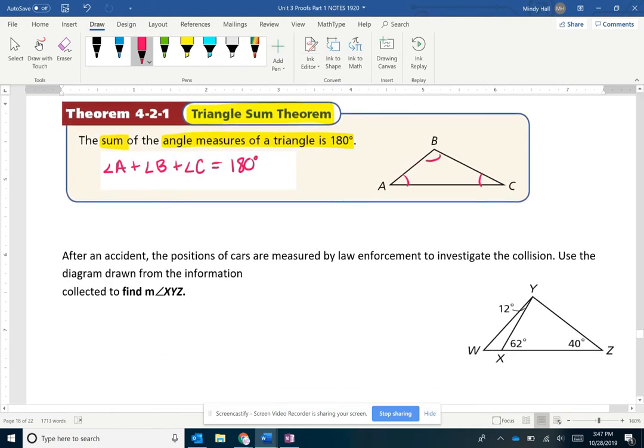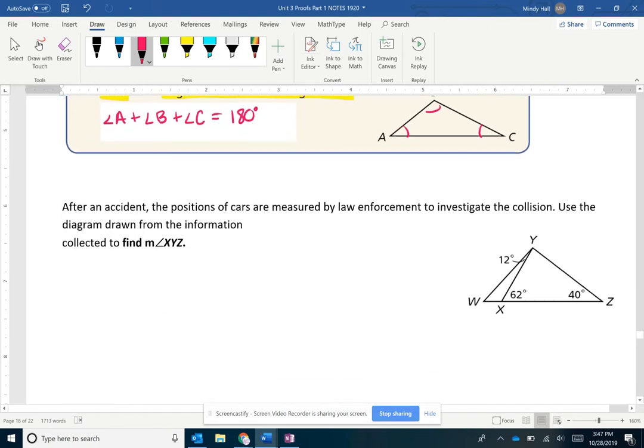After an accident, the positions of cars are measured by law enforcement to investigate the collision. Use the diagram drawn from the information collected to find the measure of angle XYZ. If we look at angle XYZ, we go from X to Y to Z, so we are looking for this angle in here. If you notice, we can draw a triangle if we connect these two lines right here. In this triangle, we have 62 degrees and 40 degrees.